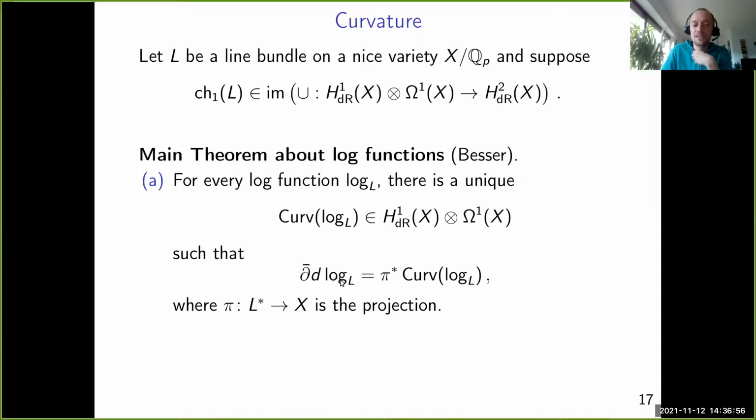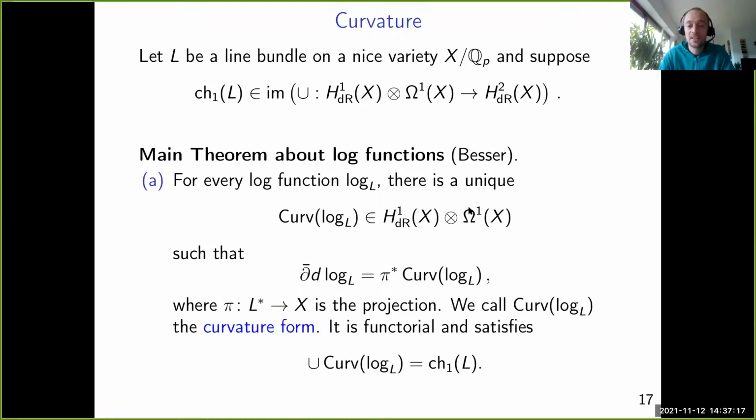Yeah, so d log L, we said, has the property, for all log functions, that you can define del bar on it. So the left-hand side makes sense, and the property is that this should be the same as the pullback of the curvature of log L to x, right? Because the left-hand side lives on x, and so the right-hand side should live on x as well. Yeah, so there's a unique element with this property, and we call this the curvature form.